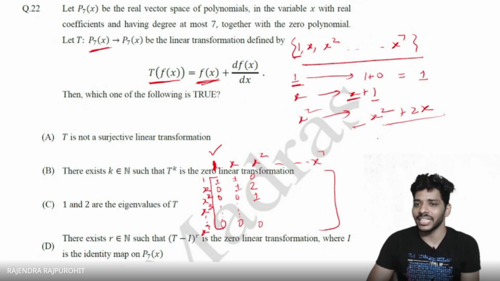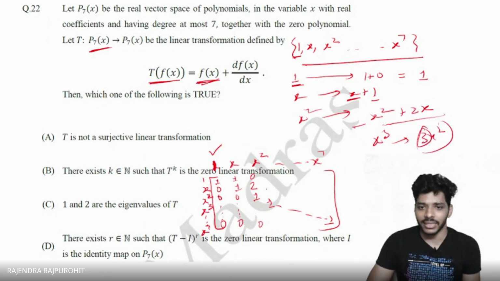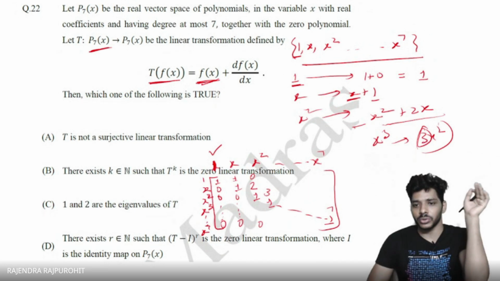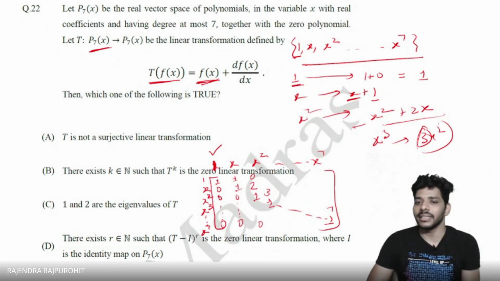Similarly, if I take x cubed, I get x cubed itself. That means on the diagonal, I'm always getting 1. Above the diagonal, in this case, I'll get 3x squared, so I get 3. So this is 1, 2, 3 up to 7. All the diagonal is 1. So this is the matrix: all diagonal ones, above the diagonal 1, 2, 3 up to 7, and the rest of the entries are 0. Now I think you can answer.